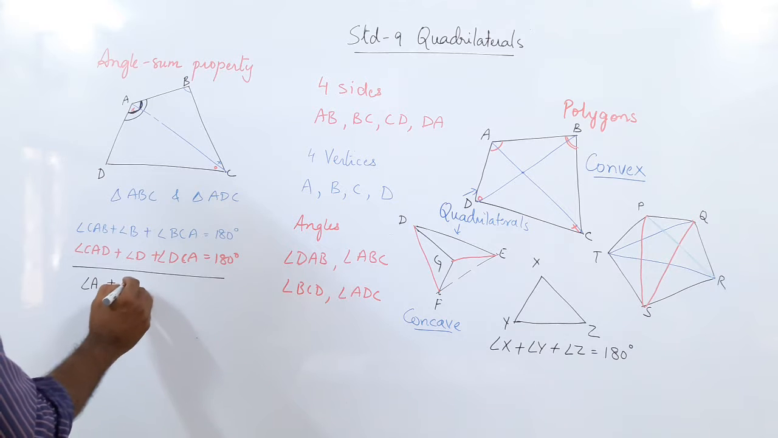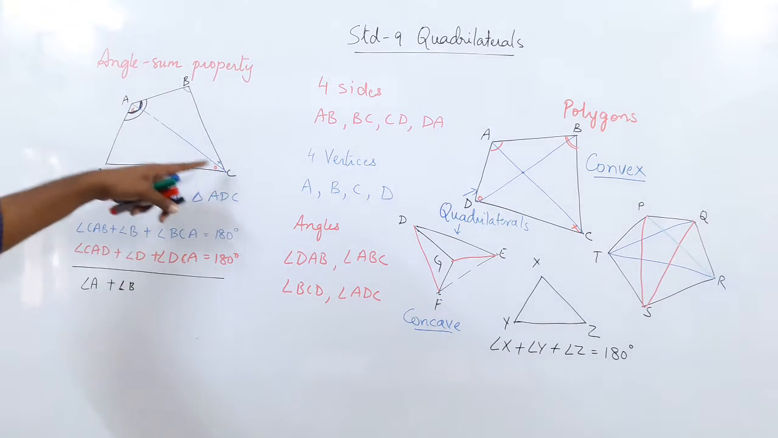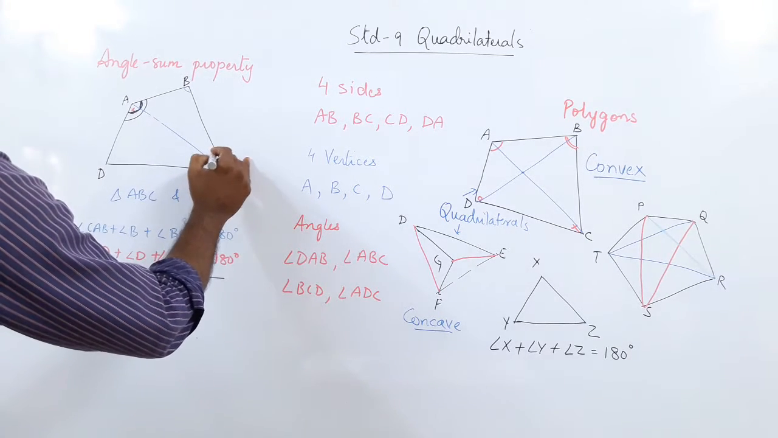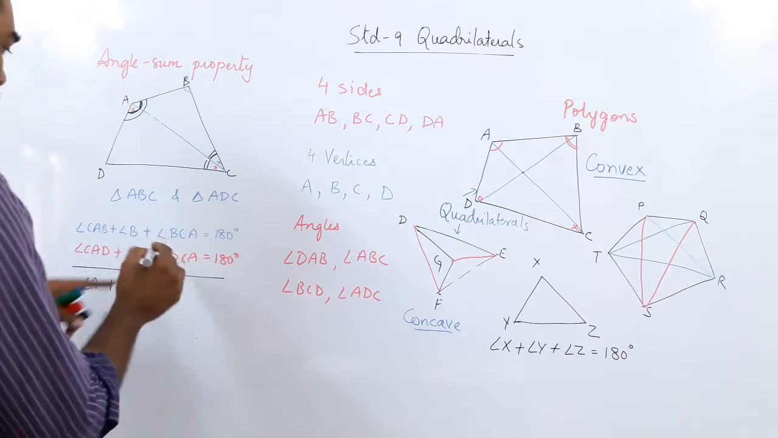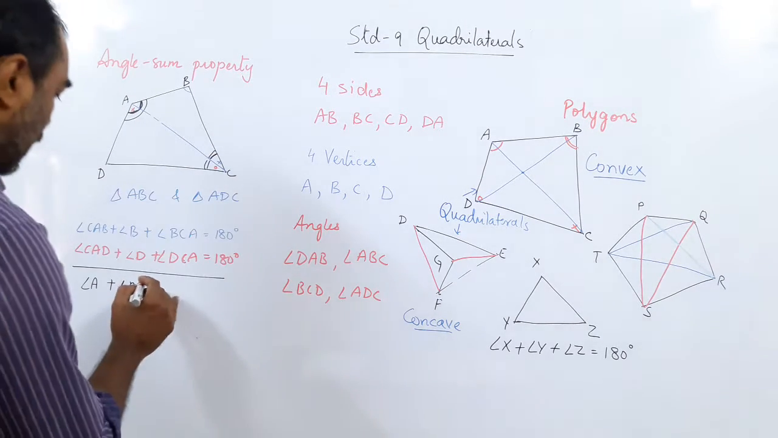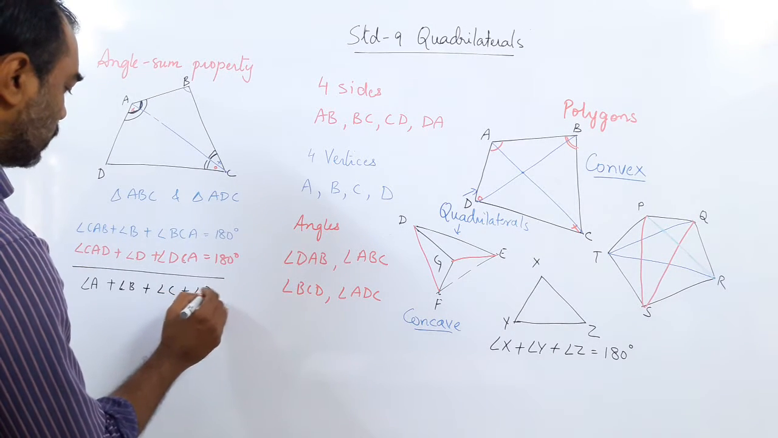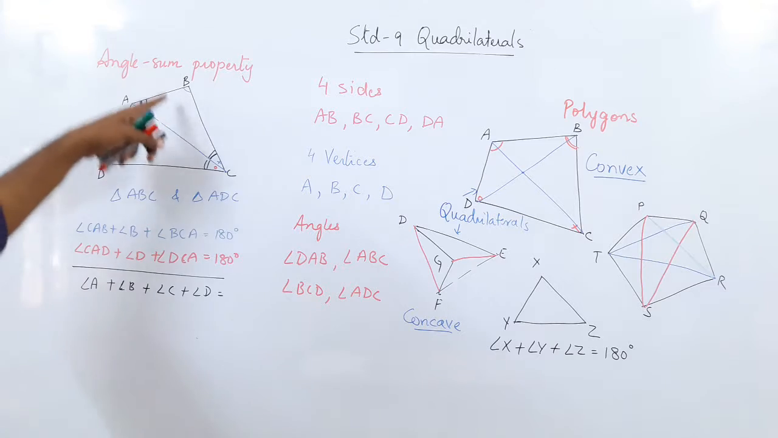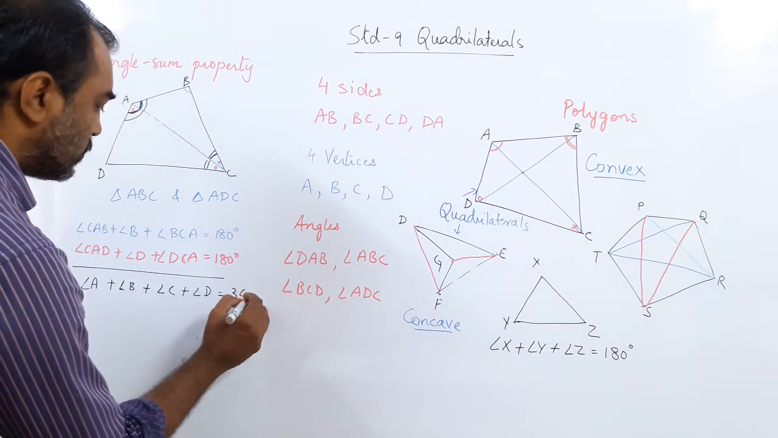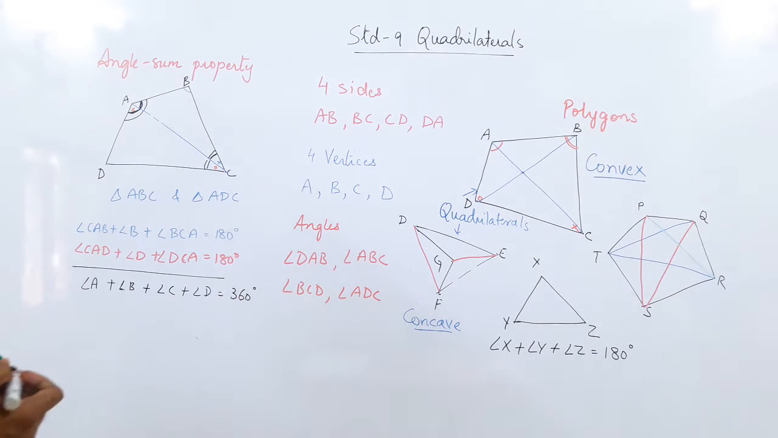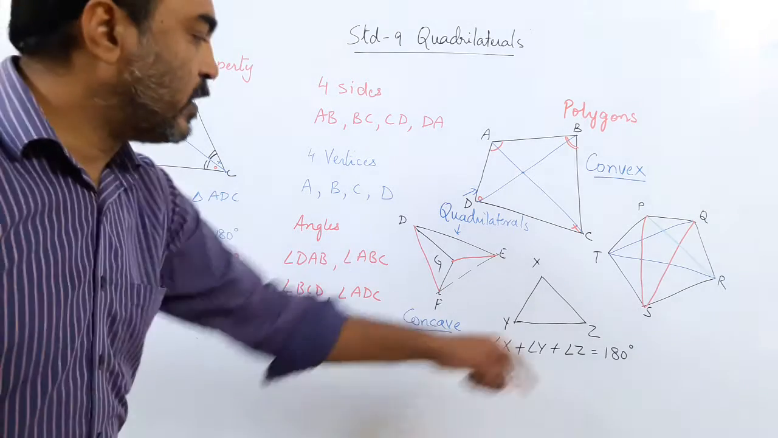Then I have got angle B, which is given here. This is angle B. Now here, BCA is this part and DCA is this part. So when I add BCA and DCA, I get the angle C, and we already have the angle D. So when you add the four angles A, B, C and D, you get 180 plus 180, which is 360 degrees. So this is the angle sum property of a quadrilateral which we derived from the triangle.